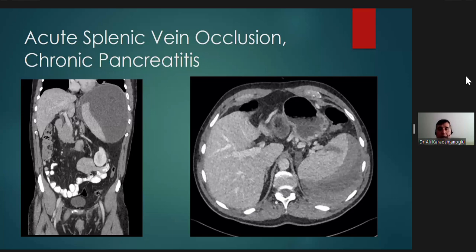So this patient has a history of chronic pancreatitis, alcohol abuse, presented to ED with severe abdominal pain, more prominent in the epigastric region and the left upper quadrant. So a CT scan was done. That was the initial study here. We didn't do ultrasound. So you can see a large hypoattenuating fluid density subcapsular area in the spleen, which is significantly compressing the splenic parenchyma.